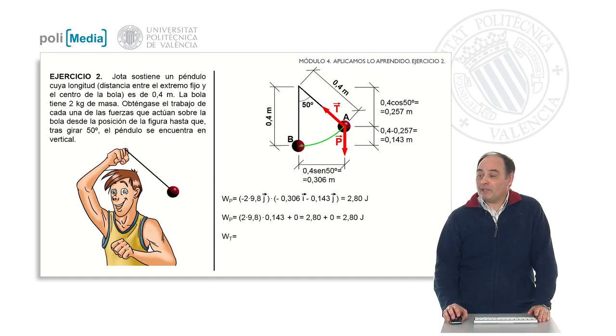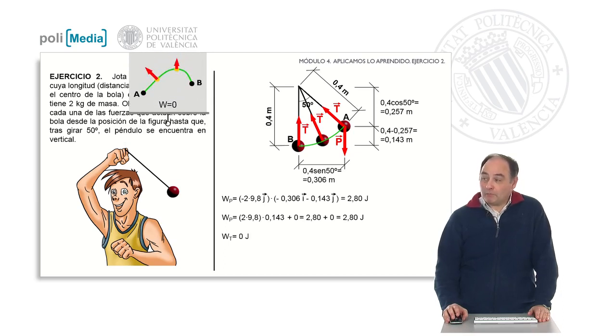As for the work of the tension, here we have, as I said, a problem. The tension is constantly changing. It is continuously changing its value. However, we can see that the tension always forms 90 degrees. It is always perpendicular to the trajectory at any of its points. Therefore, although T is very complicated to obtain, its work is very simple. It is simply 0. It neither contributes, nor helps, nor hinders the movement, the displacement. So I repeat, it is 0 joules.